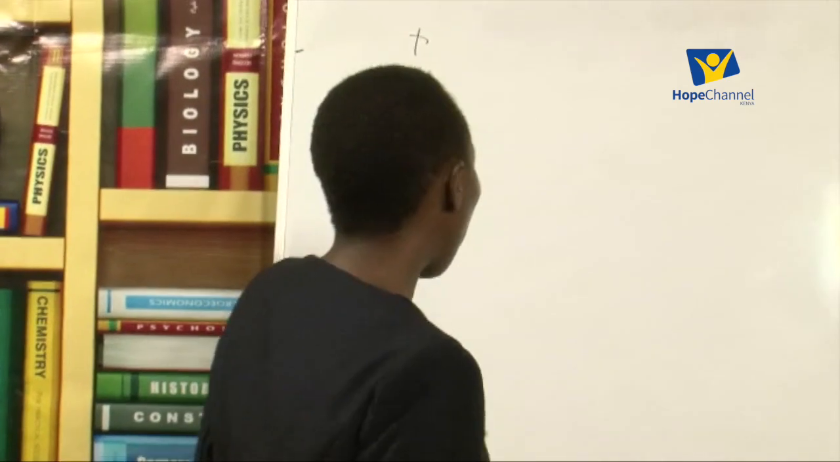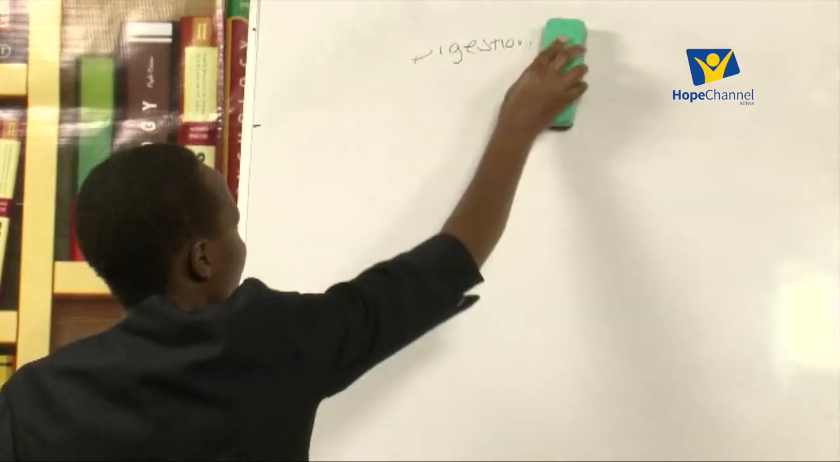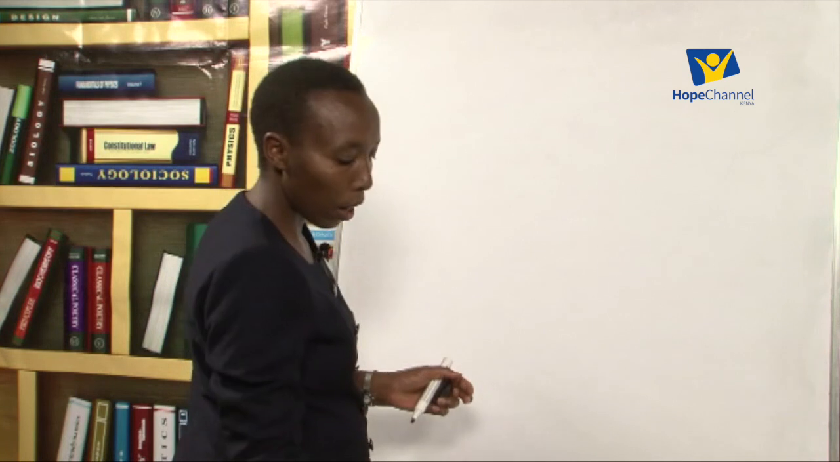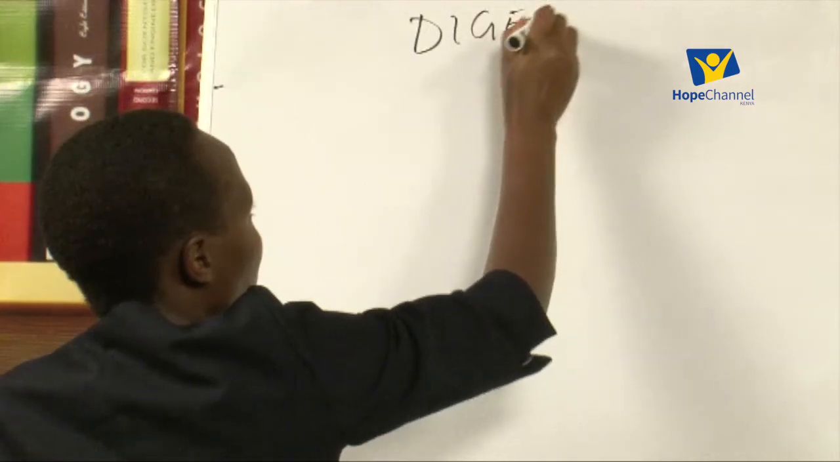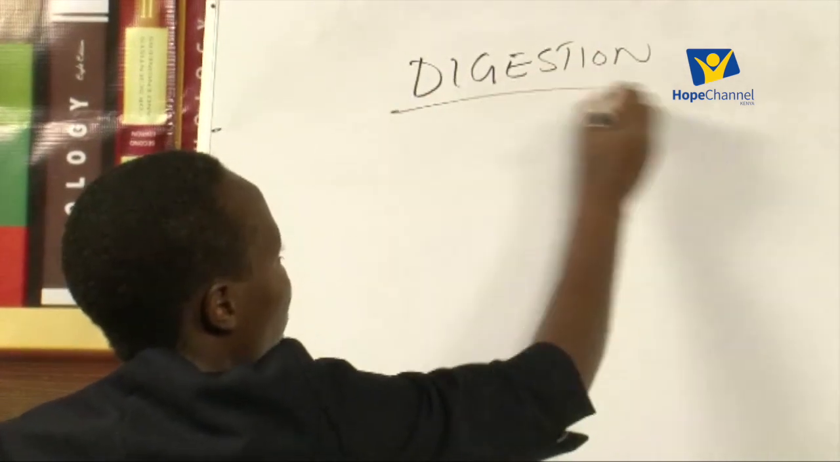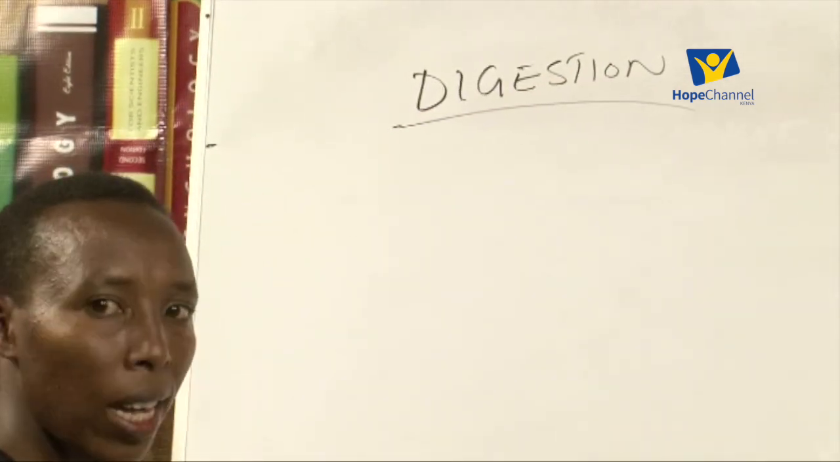In our previous lesson, we were discussing the process of digestion, and so far, we've discussed from the beginning to the end of the process of digestion, whereby we said the process of digestion starts in the mouth and ends in the ileum.